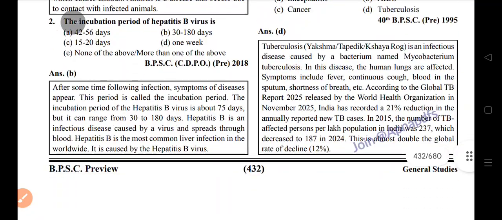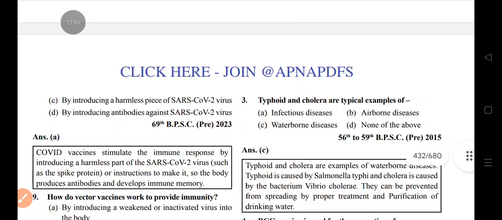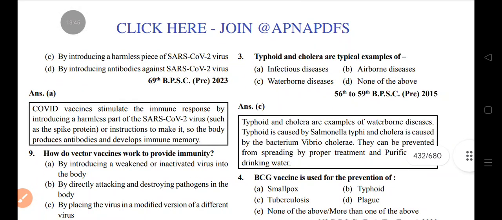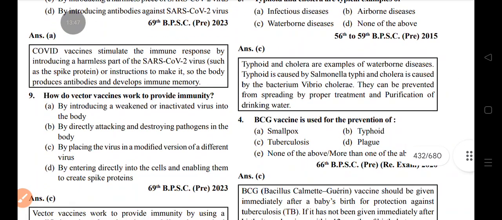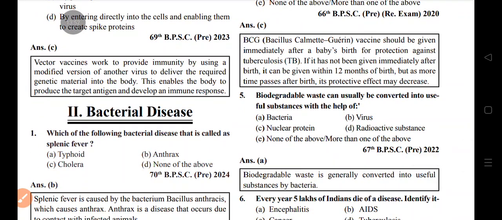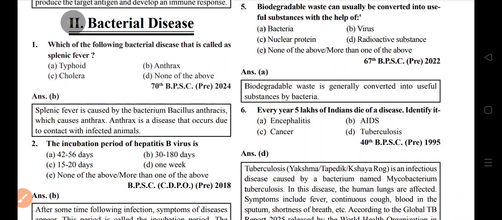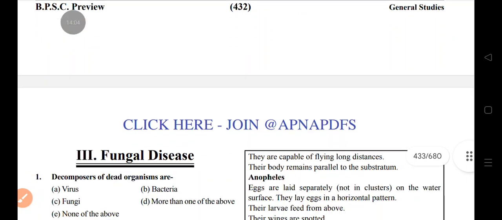Typhoid and cholera are typical examples of waterborne disease. BCG is for tuberculosis. Biodegradable waste can usually be converted into useful substances with the help of bacteria. Every year 5 lakh Indians die of a disease identified as tuberculosis.